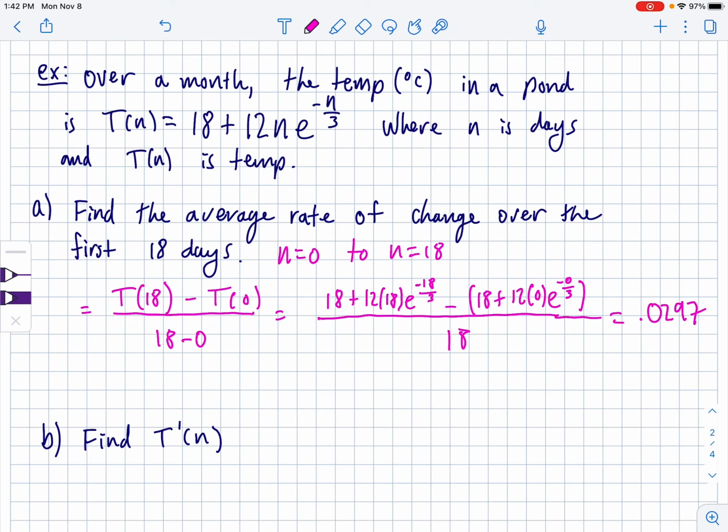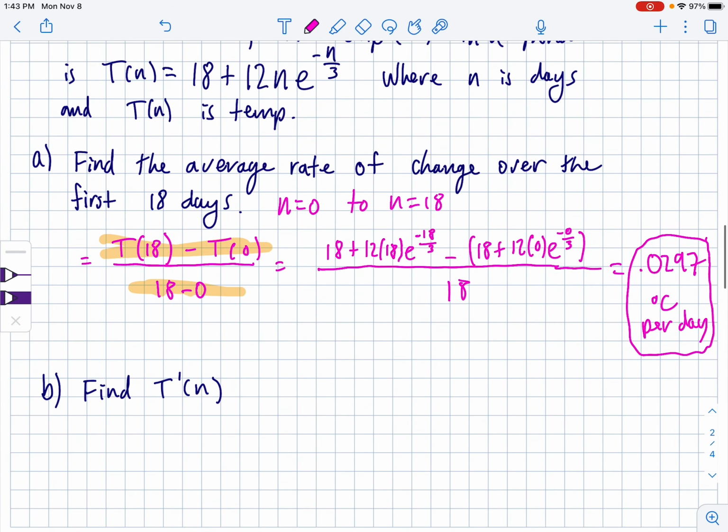Now, units on the average rate of change. The outputs were the temperature, and the inputs were the days, so this is temperature over days. The 0.0297 is degrees Celsius per day. That's how much it changed on average over the first 18 days.